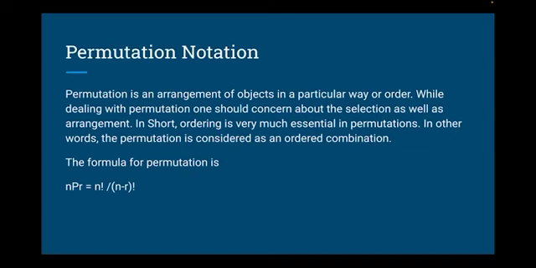Permutation notation is an arrangement of objects in a particular way or order. While dealing with permutation, one should be concerned about the selection as well as arrangement. In short, ordering is very much essential in permutations. In other words, the permutation is considered as an ordered combination. The formula or the notation for the permutation is nPr, which equals n factorial over n minus r factorial.